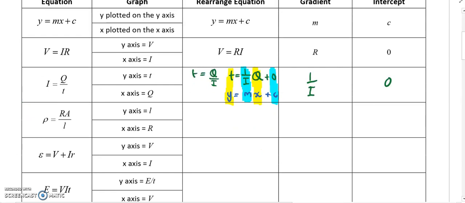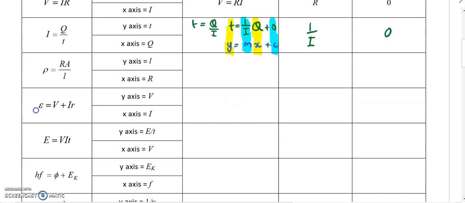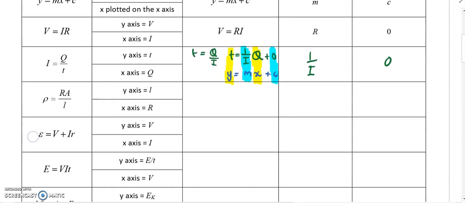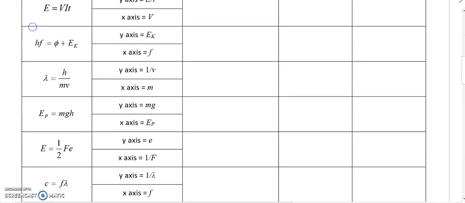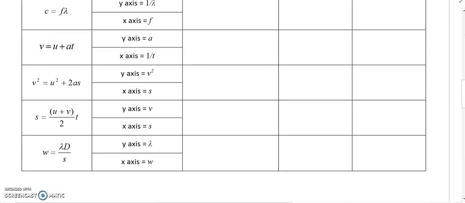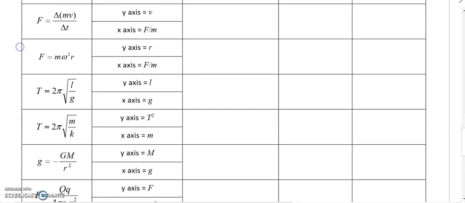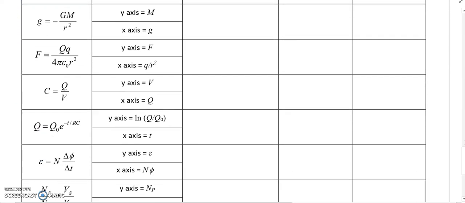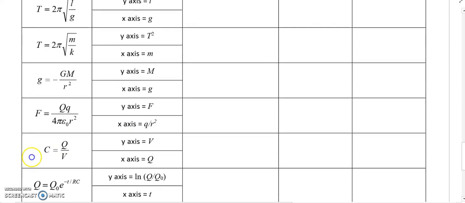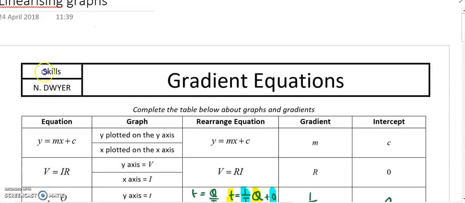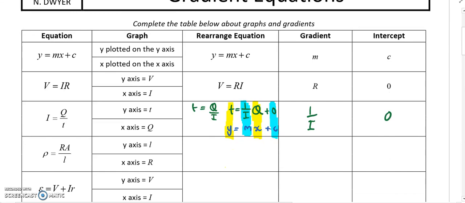You can do all the rest of these in exactly the same way. You rearrange the equation so it looks like y equals mx plus c, and then you figure out which things you want to plot where. So there's lots of examples. Eventually you might need to use logs, using the laws of logs, and various other mathematical tricks, but all you're aiming to do is convert an equation such that a variable is a constant times another variable plus a constant.